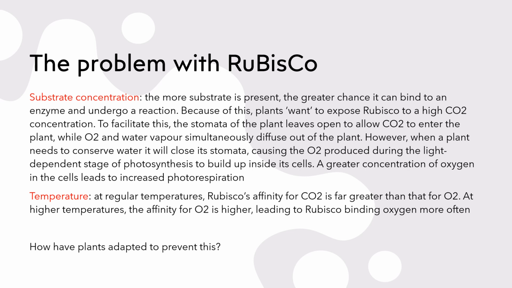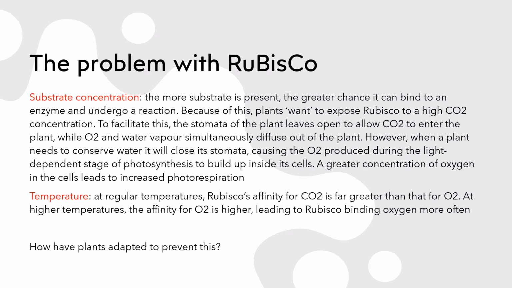Another reason this can happen is because of temperature. At regular temperatures, normal temperatures for a plant, rubisco's affinity for carbon dioxide is awesome. We know that enzymes are really affected by temperature. So if the optimal regular temperatures are around, CO2 is going to bind to rubisco. But if temperatures increase, at higher temperatures, the affinity for oxygen is actually higher. So that leads rubisco to bind to oxygen more.